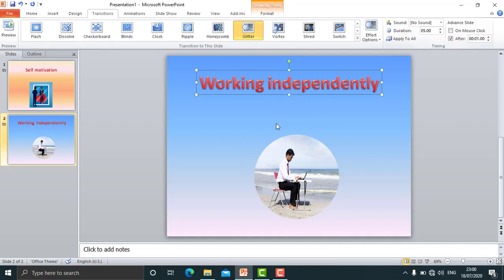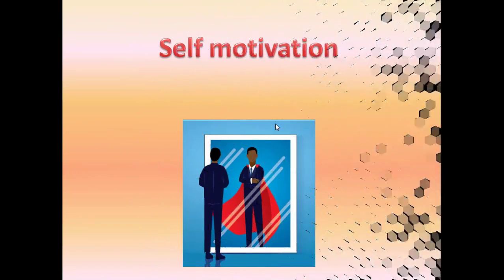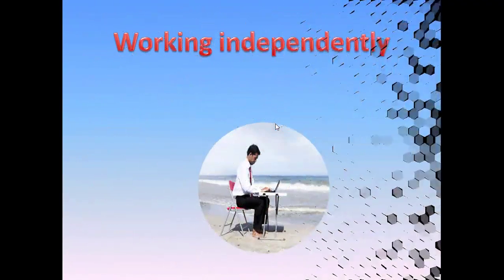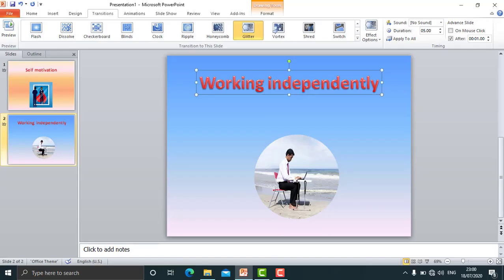after 1 second automatically. If you want to check, you can press the F5 key on the keyboard and you can see this transition effect. The first slide came and then transitioned to the second slide. So these slides are coming automatically one by one. You do not need to press any key to come to the next slide. So this is slide transition.